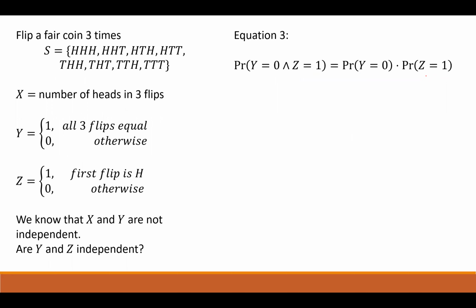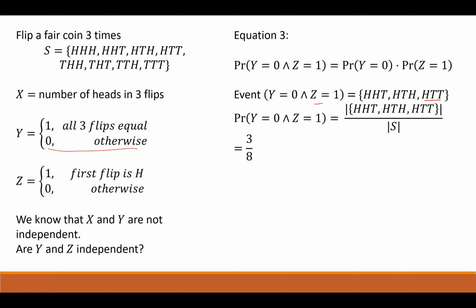Okay, so let's look at the next set. Again, it's going to be kind of symmetric, or not symmetric, but definitely easy. So Y equals 0 is not all 3 flips are equal. Z equal to 1 is the first flip is heads. So it starts with heads, and I must have at least 1 tails in the latter 2 flips. So we either have heads, heads, tails, or heads, tails, heads, or heads, tails, tails. Okay, so that has size 3. So the probability of this event is 3/8.